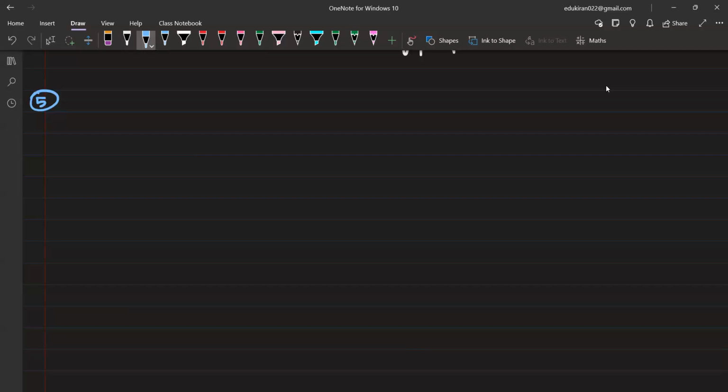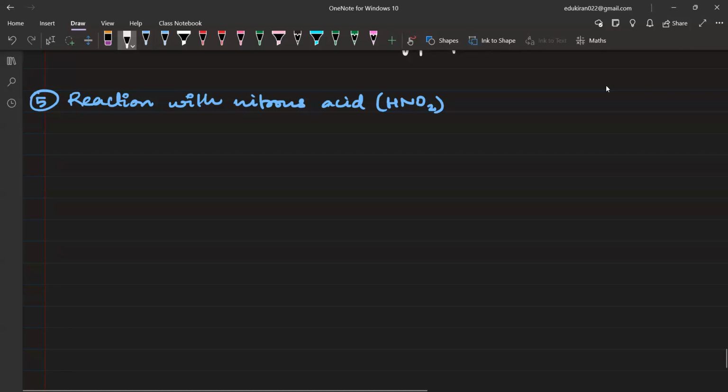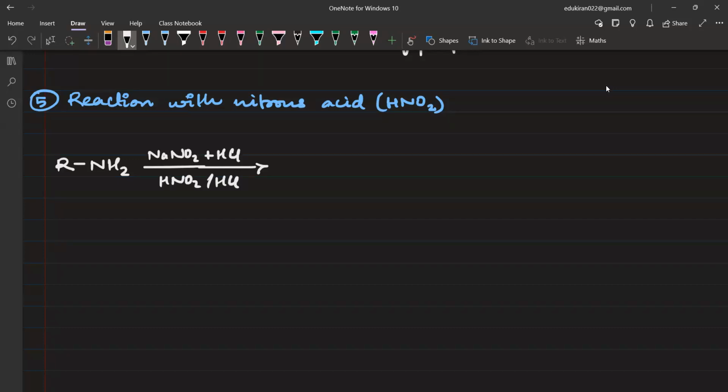Fifth reaction with nitrous acid, HNO2. ठीक है, so when we have primary amine, when it's treated with NaNO2 plus HCl or HNO2 in the presence of HCl. ठीक है, मेन यहाँ पे देखिए नाइट्रस एसिड जो है ना, it is very reactive, and that is why we don't keep it in any containers. जब भी हम लोगों को नाइट्रस एसिड की जरूरत होती है, we mix sodium nitrite and HCl to get HNO2.